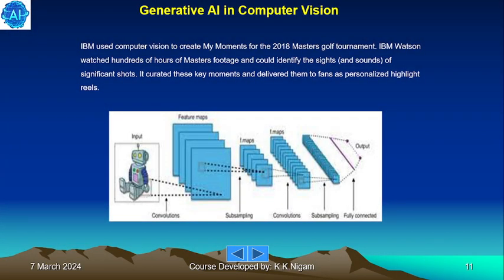IBM used computer vision to create My Moments at the 2018 Masters Golf Tournament. IBM Watson watched hundreds of hours of Masters footage and could identify the sights and sounds of significant shots. It curated these key moments and delivered them to the fans as personalized highlight reels.